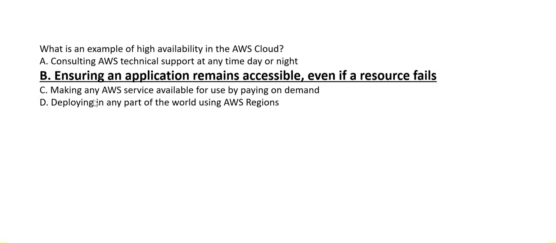Let's check other options. Making any AWS service available for use by paying on demand. This is not high availability. This is just availability. Deploying in any part of the world using AWS regions. This is not high availability. This is flexibility. Hence, we would go with B as the right answer.